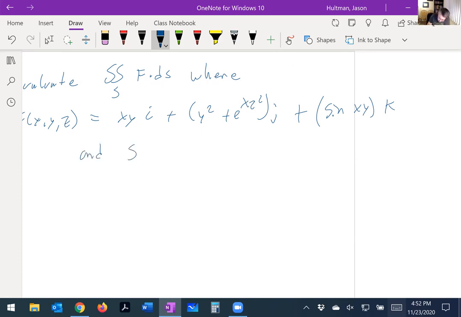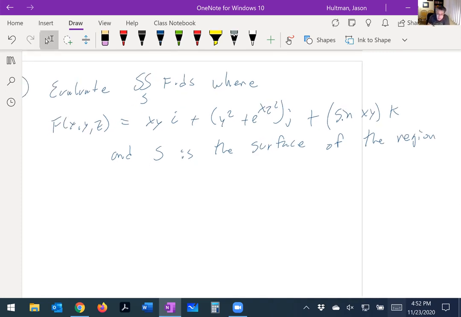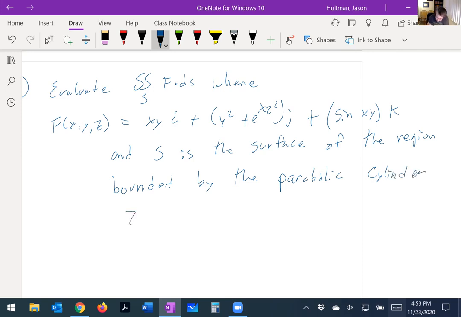Okay, and S is the surface of the region bounded by the parabolic cylinder z equals 1 minus x squared, and the planes z equals 0, y equals 0, can't draw my zeros today, y equals 0, and y plus z equals 2.